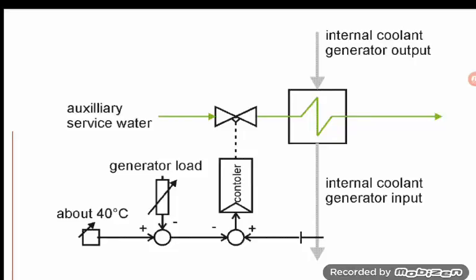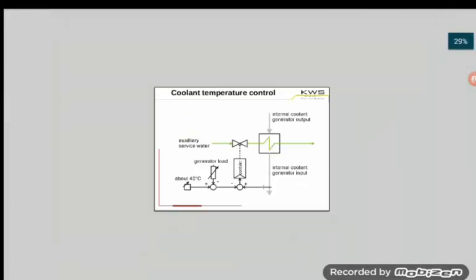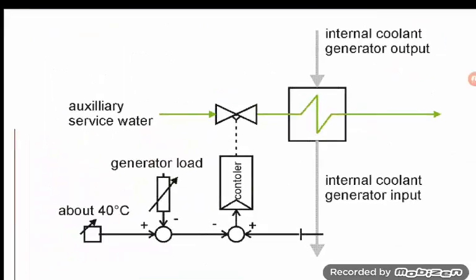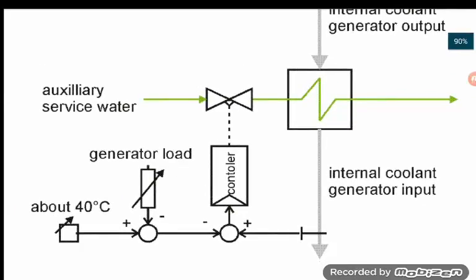We just, for the first step, leave out this one with the generator load. Here you can see the set point. The set point for the temperature can, for example, be 40 degrees. For the hydrogen temperature, set point 40 degrees. Here you have the measurement. Let's say the measurement measures a temperature of 45 degrees.